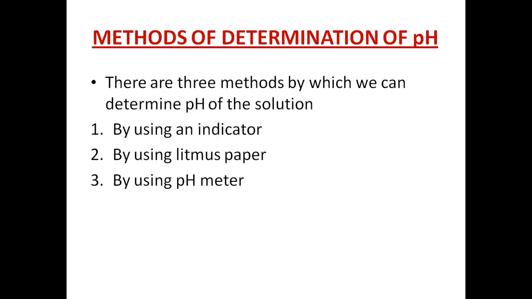So basically there are three methods by which you determine the pH of a solution. These three methods are by using an indicator, use of a litmus paper, and by using a pH meter. The pH meter is the most precise and accurate method.